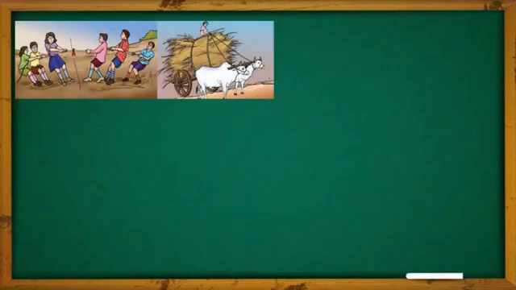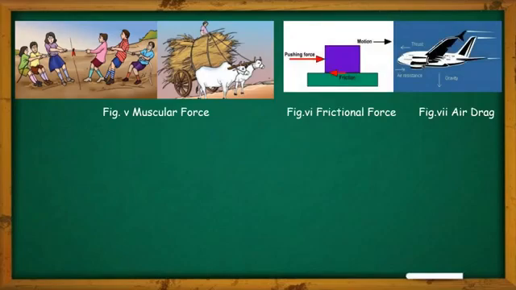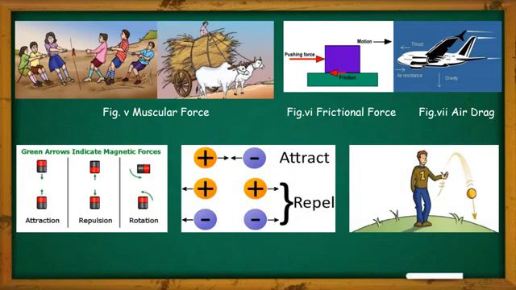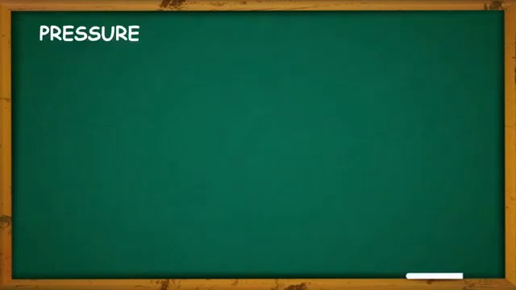So here are some pictures. In the first picture, muscular force is existing. In the third picture, frictional force, and in the fourth picture, air drag is existing. And here are some more sets of pictures. In the first one, you can say magnetic force is existing. Second one, electrostatic force, and the last one is gravitational force.